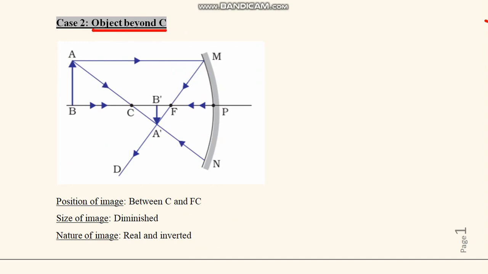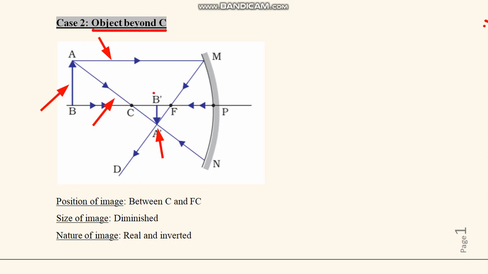The second case is when the object is kept beyond center of curvature. Here AB is the object which is kept beyond center of curvature. Consider point A on the object. A ray of light starting from point A and parallel to the principal axis of the mirror passes through the focus of the mirror after reflection, and another ray which passes through the center of curvature of the mirror retraces its path after reflection. And the point where these two rays intersect, that is point A dash, is the image of point A.